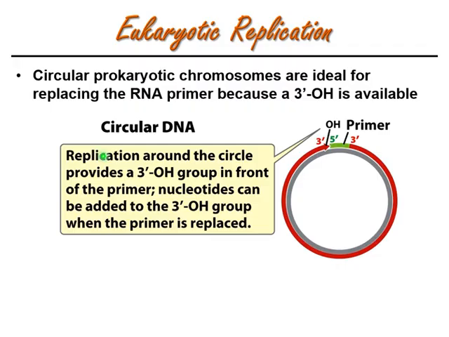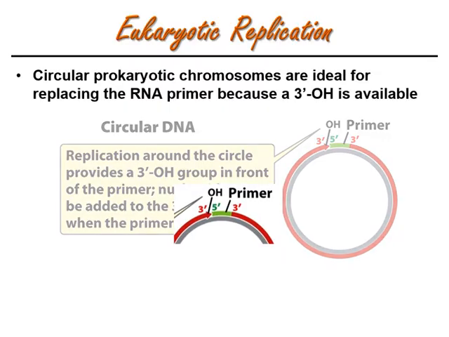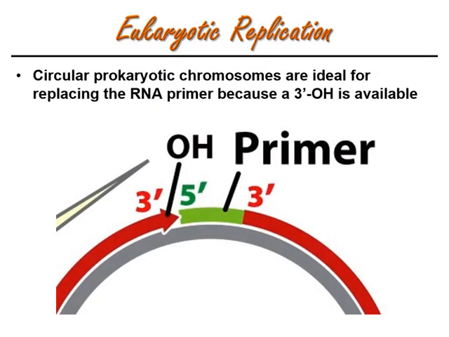And so you could see that replication around the circular chromosome provides a 3' hydroxyl group in front of the primer. Nucleotides can be added to the 3' hydroxyl group when the primer is replaced. So if we zoom in on that, you can see that here, right? Basically, here's your 5' to 3' RNA primer, and then you have a 3' hydroxyl. So you start and you go all the way back around, and then you just go straight through, and you're all good.